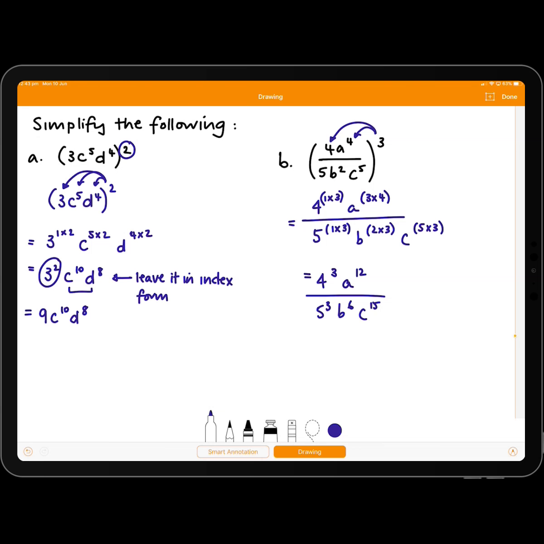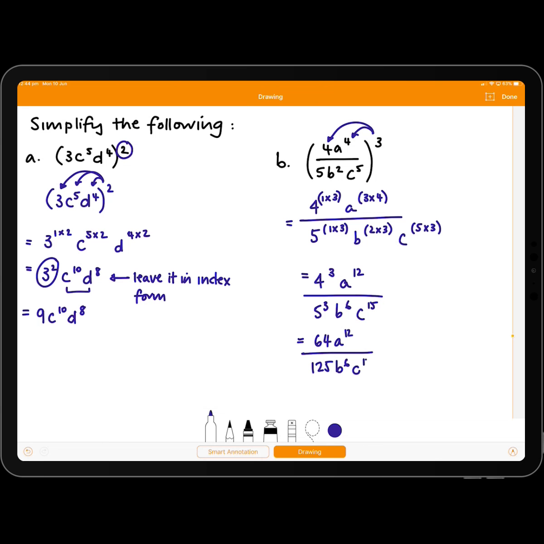So again, I can't really simplify my variables because a is not common to b or c and vice versa. I can definitely simplify my numbers though. So 4 to the power of 3 is 64 times a to the power of 12, and then 5 to the power of 3 is 125 times b to the power of 6, and then c to the power of 15.